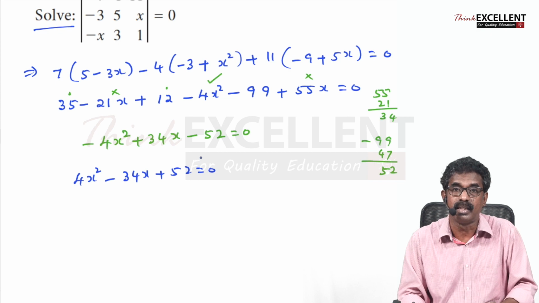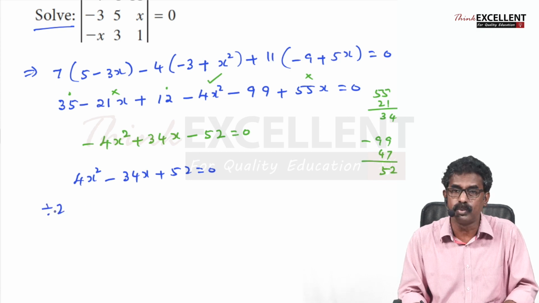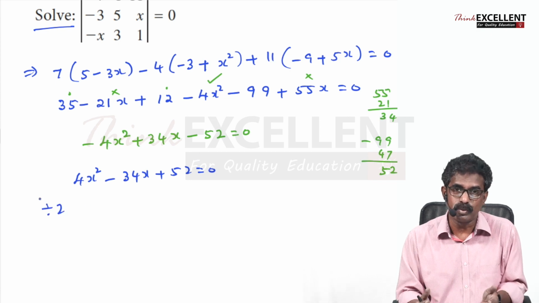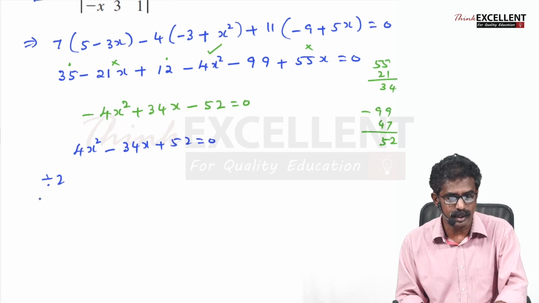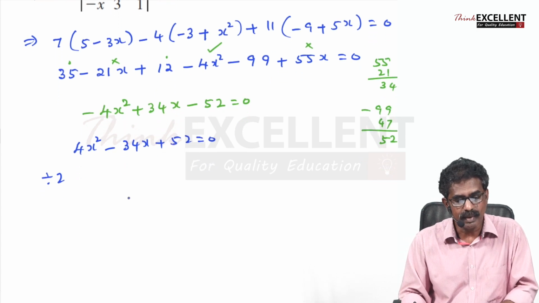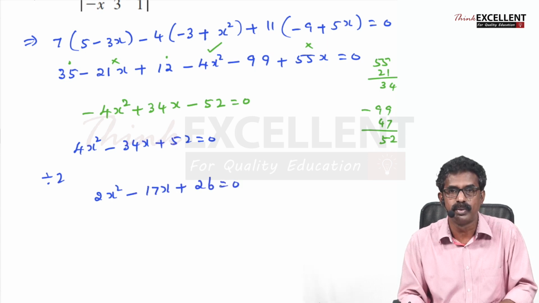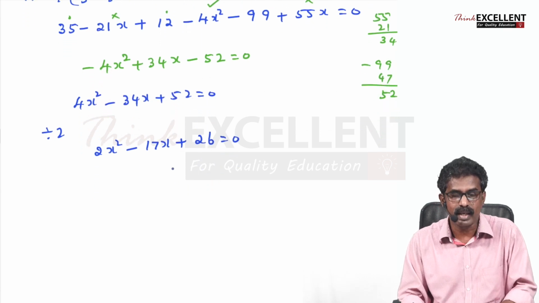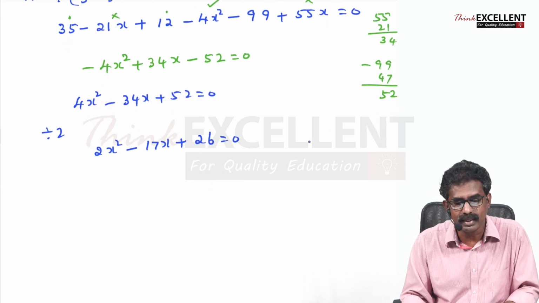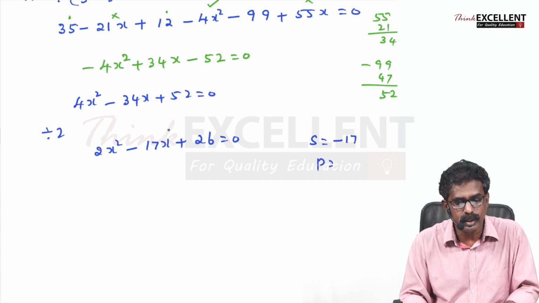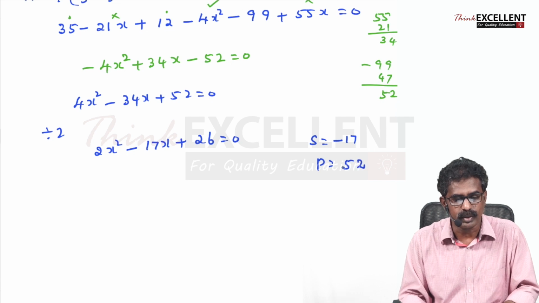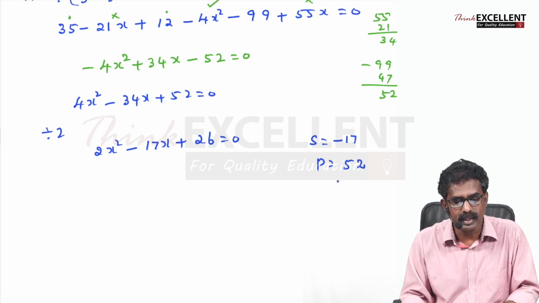You change the sign. But still 2 is common. So dividing by 2. Directly you can divide by minus 2, but don't make a mistake. That's the reason I'm writing in 2 steps. When you divide by 2, you are getting 2x square minus 17x plus 26 equal to 0. Now, can you factorize it? Sum is minus 17. Product is 2 into 26, what is that? 52, right? Yes, can you find two numbers?